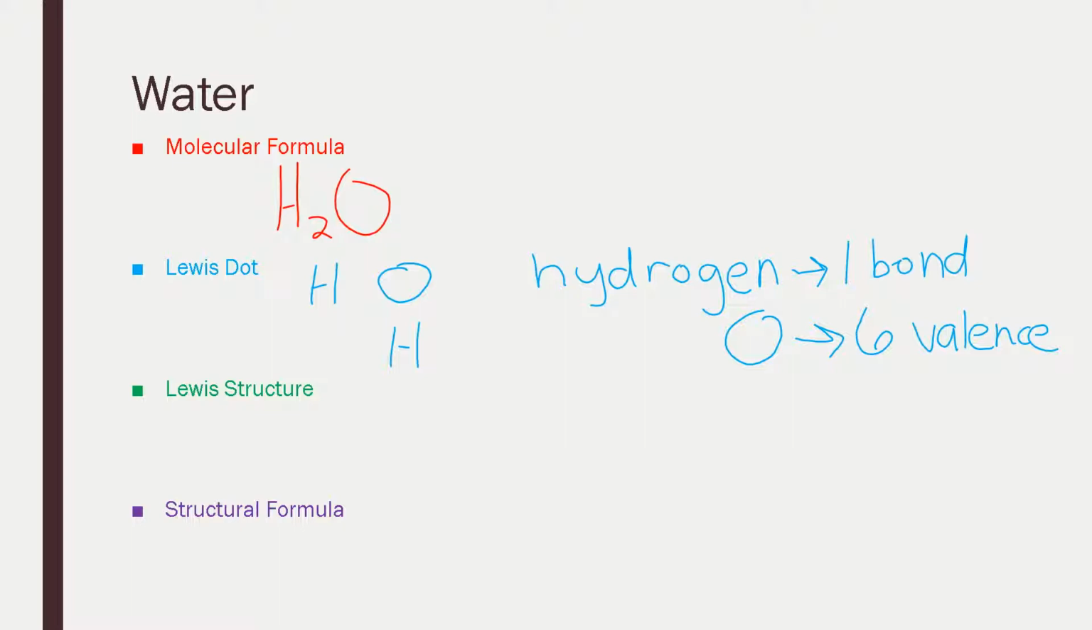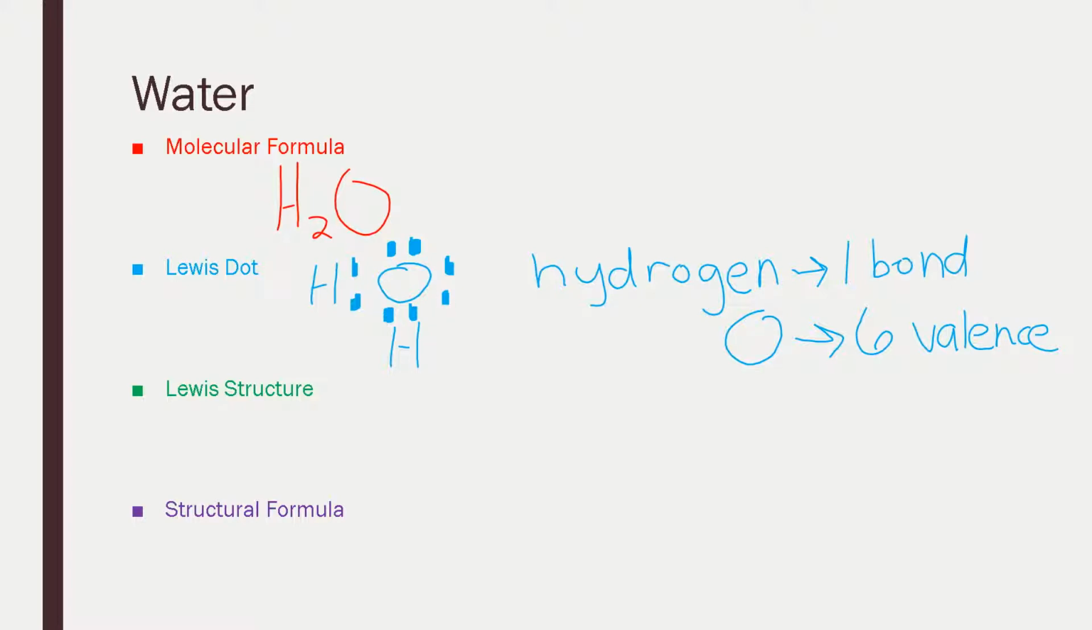Like I said before, hydrogen forms one bond each. That means we're going to have a bonding pair in the center. And we have 4 more valence electrons left, which will be shown right here. And that is our Lewis dot structure.